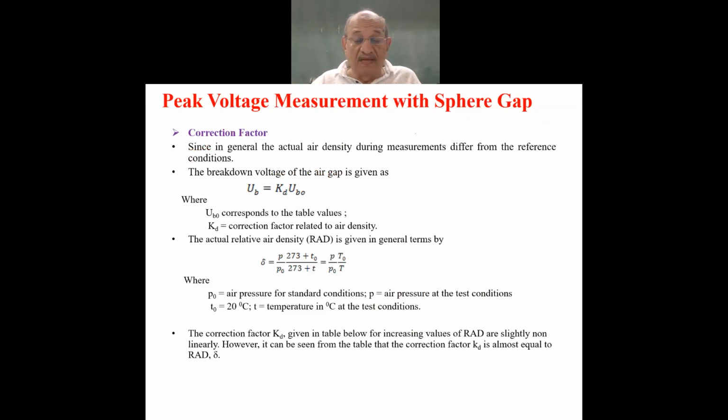Now what happens? The breakdown voltage would be measured consistently at normal temperature and pressure. We call it NTP, normal temperature and pressure, because the temperature and the pressure actually determine the density of the air. This is all done in air. In this case, it is always done in air, at normal temperature and pressure.